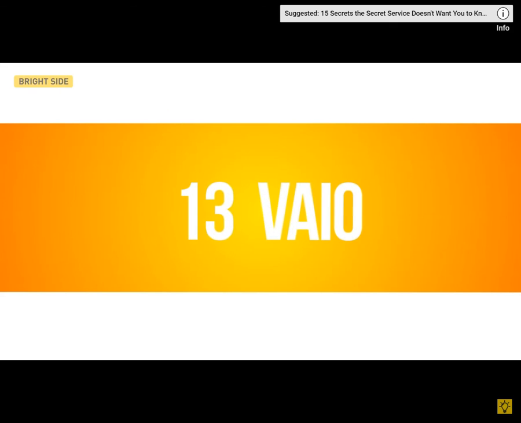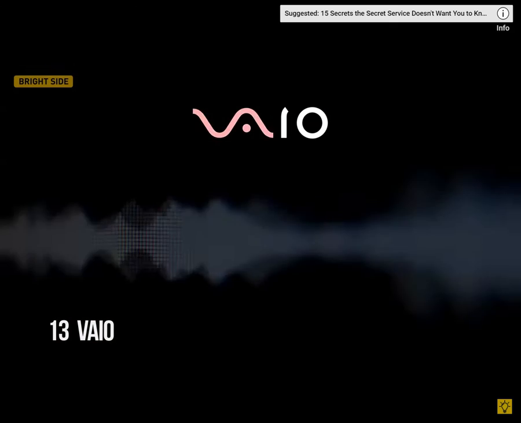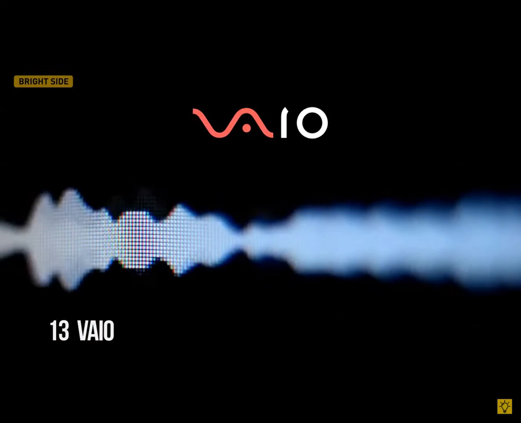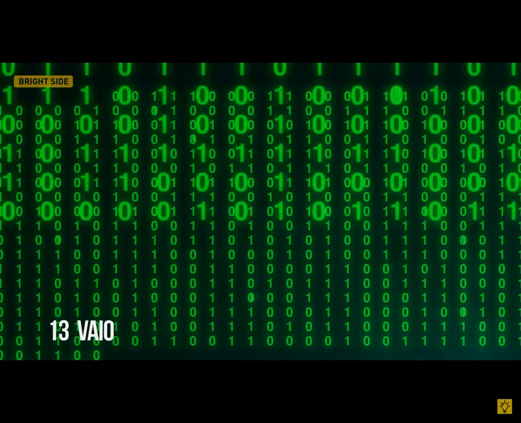Number 13, Bio. The first two letters of the Bio logo symbolize an analog wave. The last two are similar to the numbers 1 and 0, that is, symbols of a digital signal.